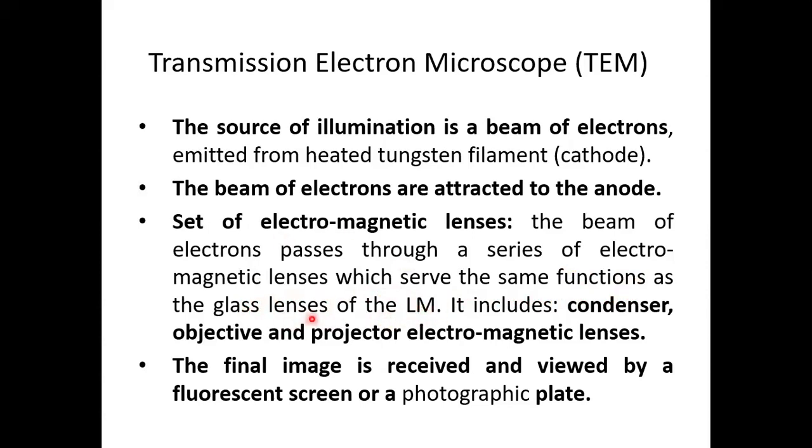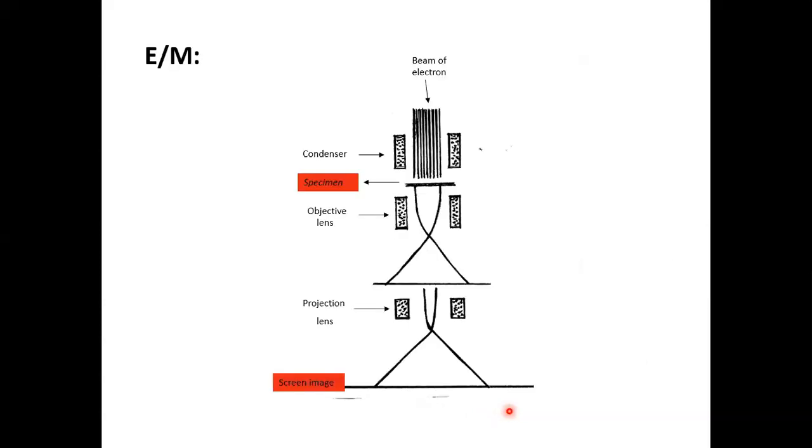Here we use light and glass lenses in the light microscope, while in the electron microscope I will use the electrons and I will use the electromagnetic lens. Also we use condenser, objective and projector electromagnetic lenses. The final image is received not by the eye as in the light microscope. We receive it and view it by fluorescent screen or on a photographic plate.